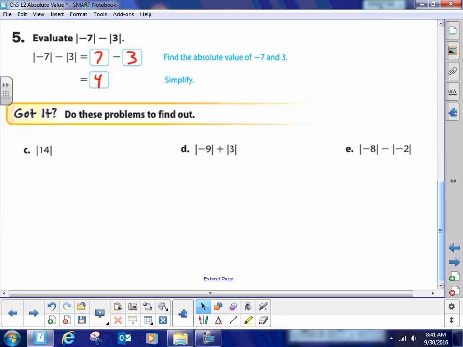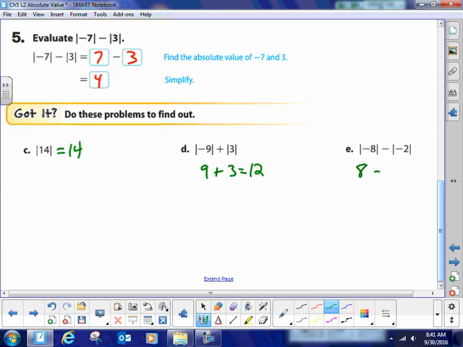Let me extend the page. The absolute value of 14 is, well, 14. Okay, you first evaluate the absolute value signs. The absolute value of -9 is 9, plus the absolute value of 3 is 3. 9 plus 3 is 12. The absolute value of -8 is 8, minus the absolute value of -2 is 2, and that equals 6. Nothing too shocking.